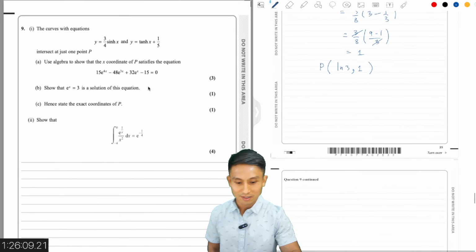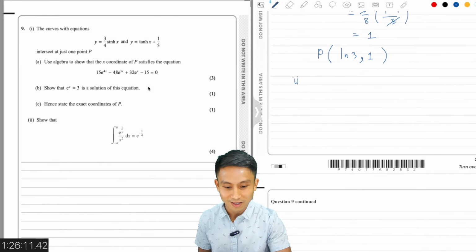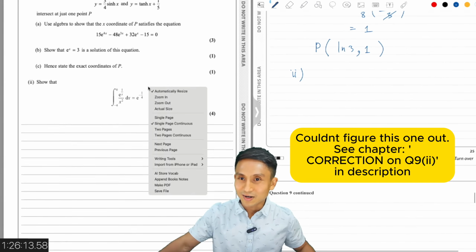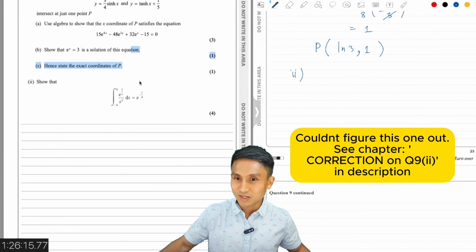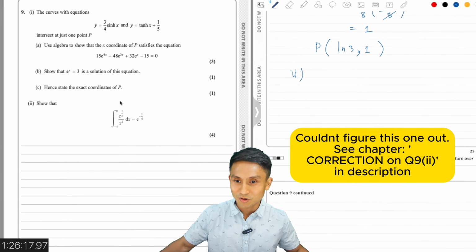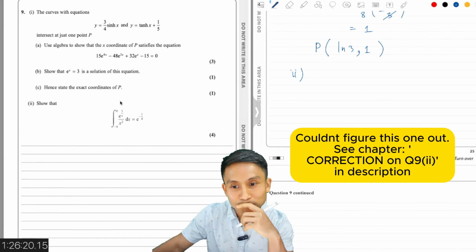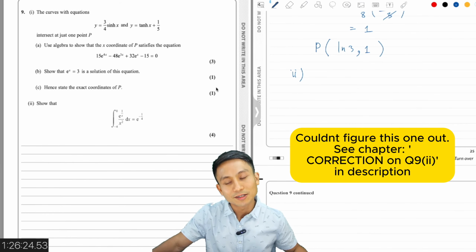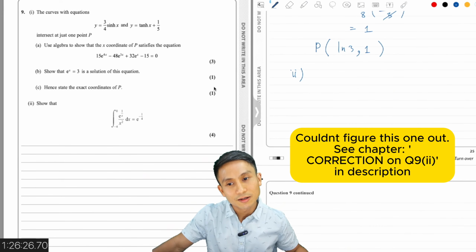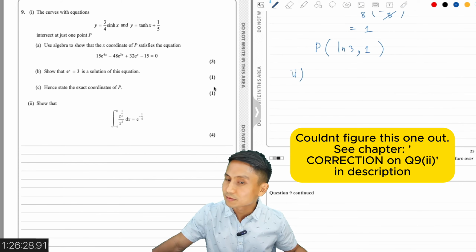Just solve that. Part II. Show that. Okay, this is a different kind of question, and good that this is not an improper integral. So how do we integrate that? Don't tell me this is by parts or something. Let me think about that first.